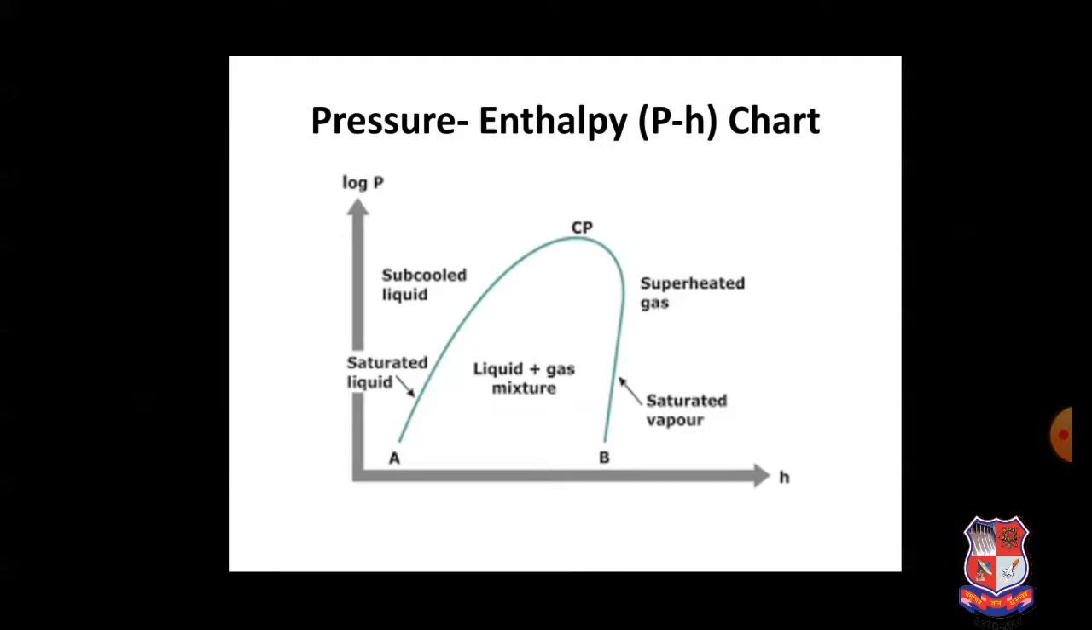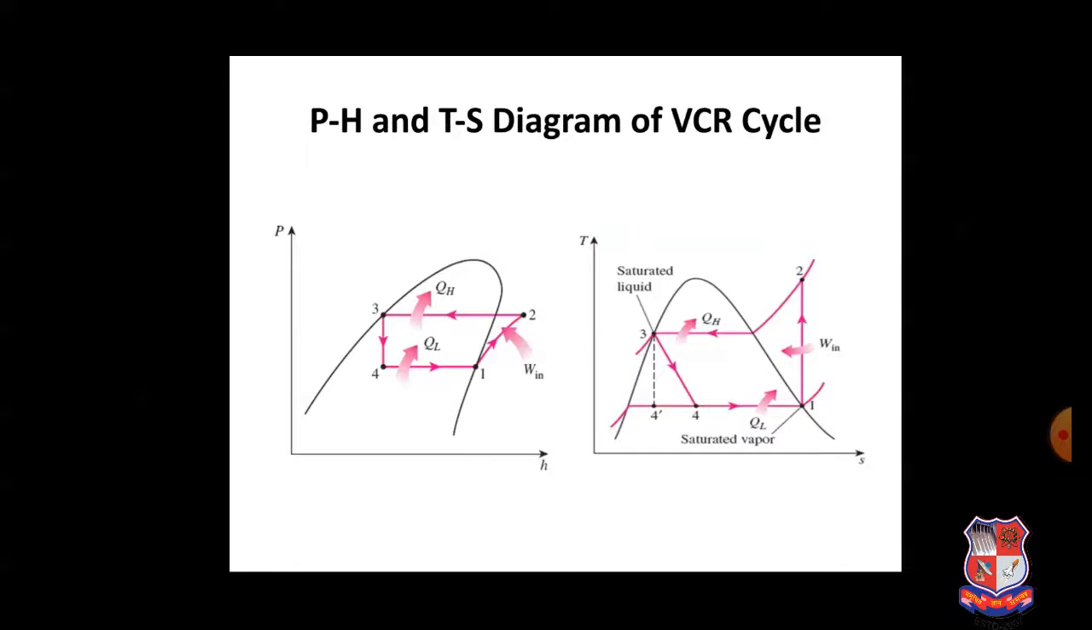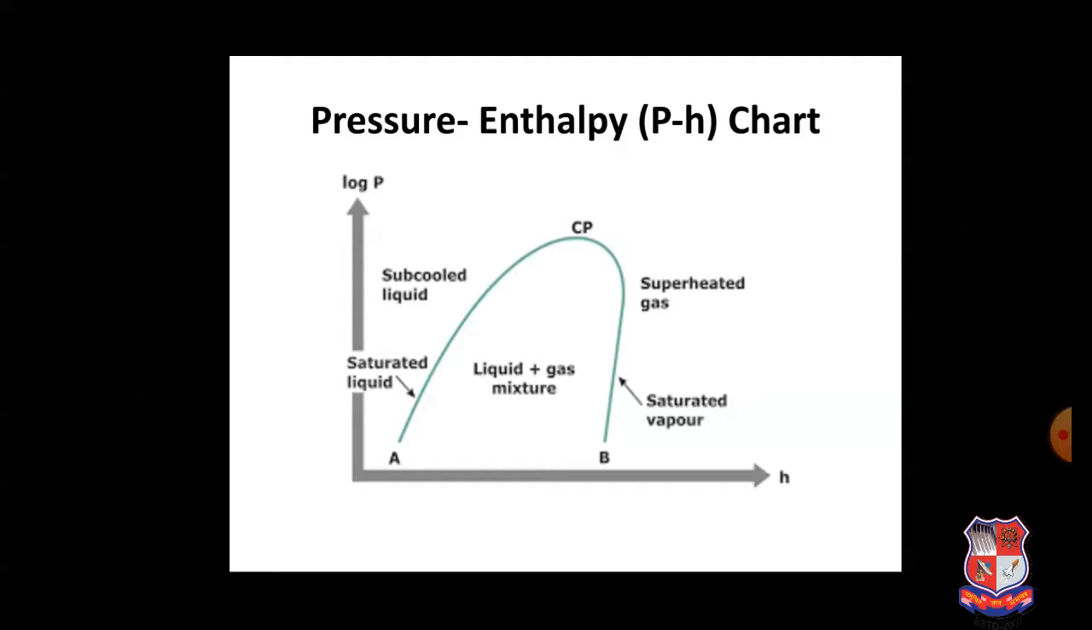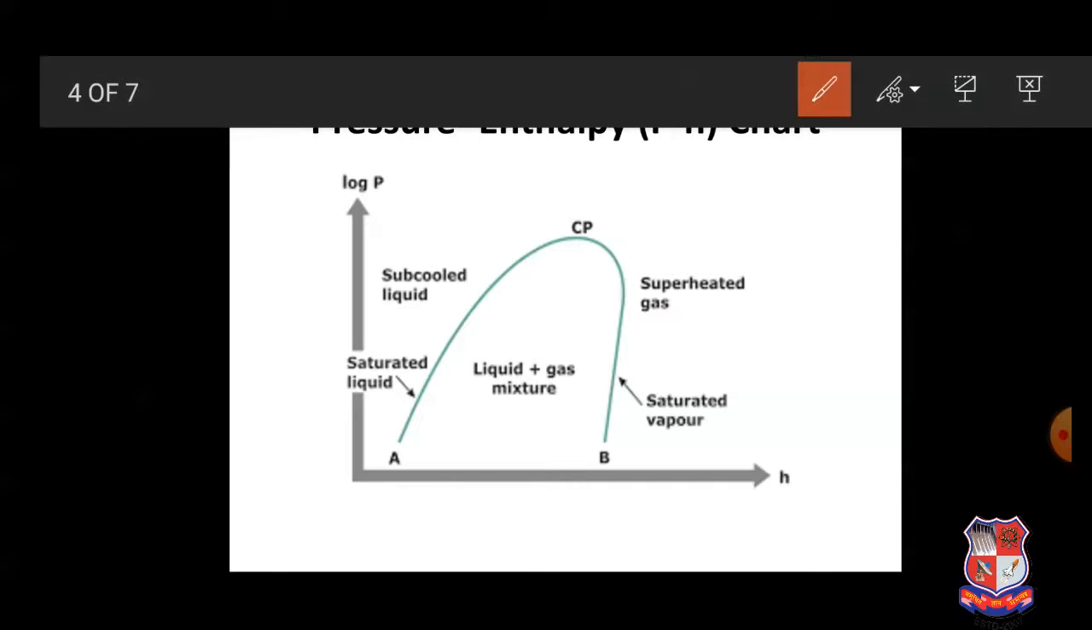Now we are going to discuss the pressure enthalpy chart, or we can say the pH chart. In the pH chart, the vertical axis is pressure and the horizontal axis is enthalpy. Now in the pressure enthalpy chart you can see the A to B curve. The curve is divided into two parts, A part and B part.